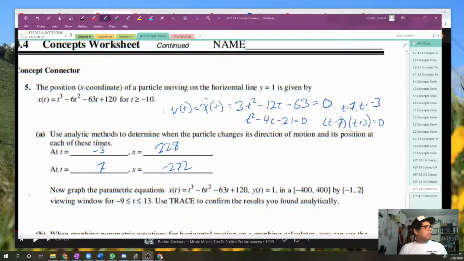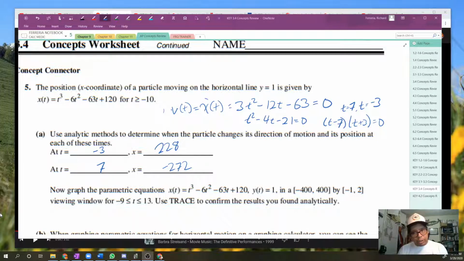Now, on number 5, it says to graph the parametric equations that you see there in a very specific window, negative 400 to positive 400, negative 1 to 2, and use trace to confirm the results that you did analytically. I think I'm just going to let you... No, I should probably do that.